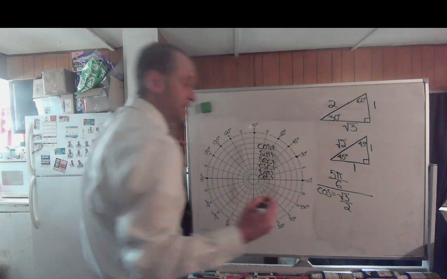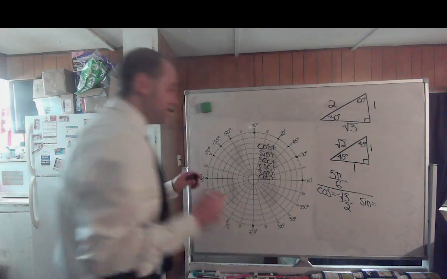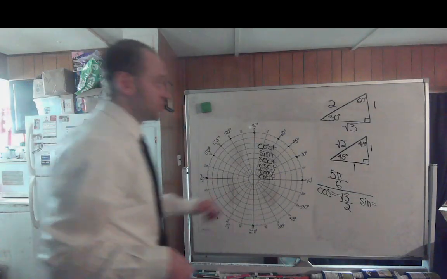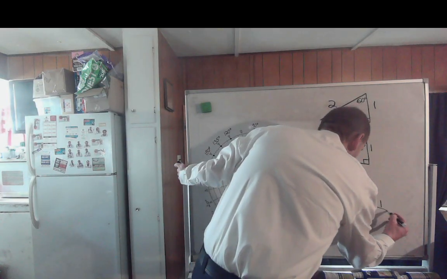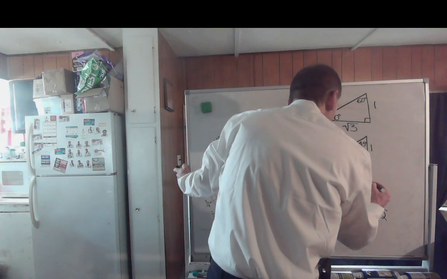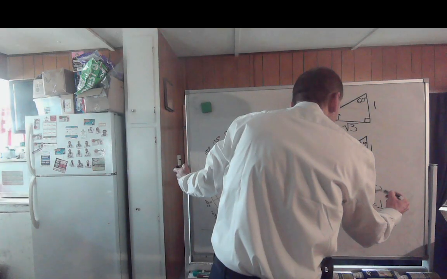Now find the sine, which is actually going to be your y-coordinate. Well, the sine in the second quadrant is still positive, so opposite over hypotenuse, that would give you positive 1/2. So your ordered pair would be negative square root of 3 over 2, positive 1/2.